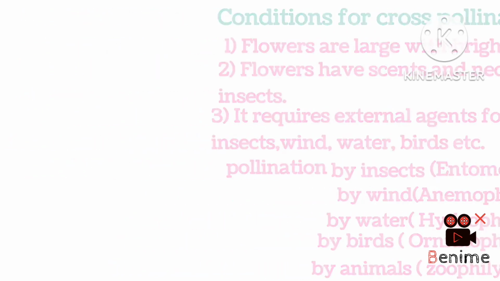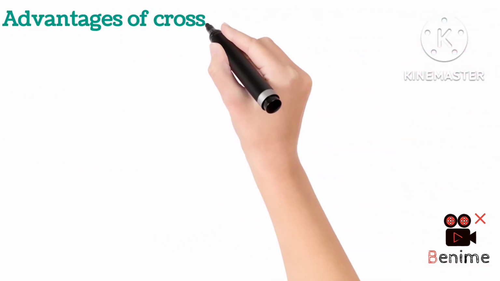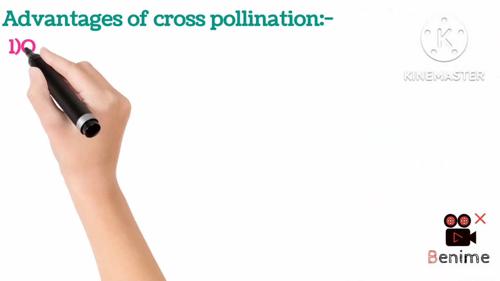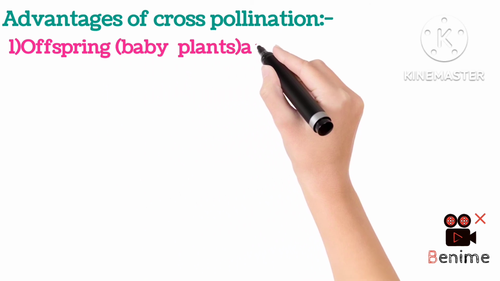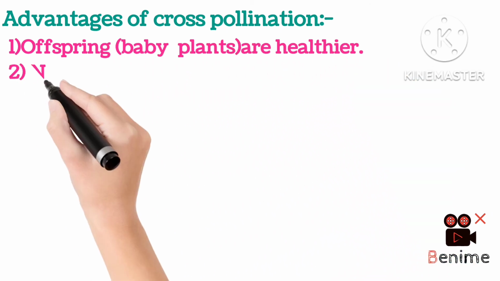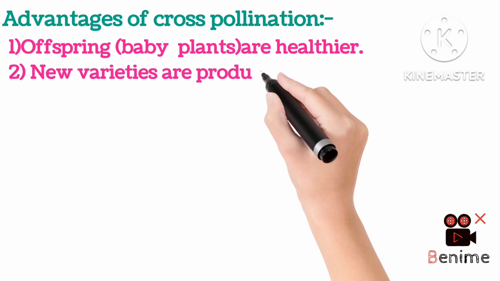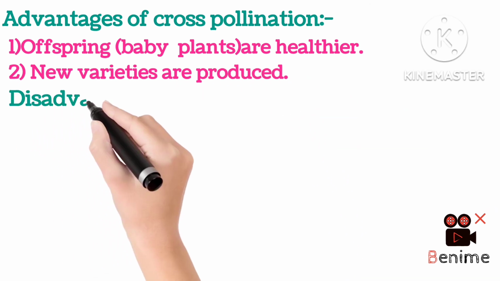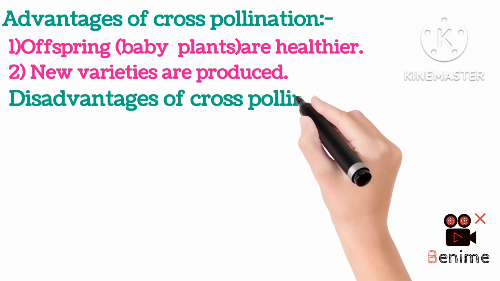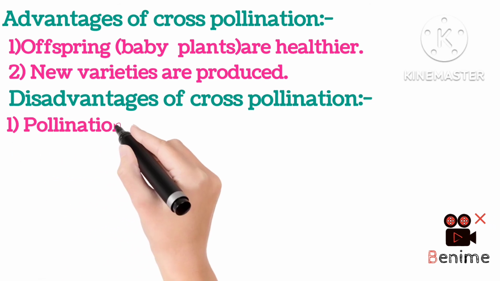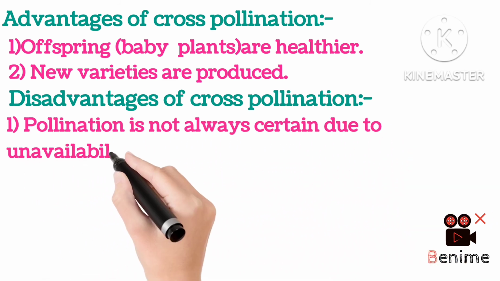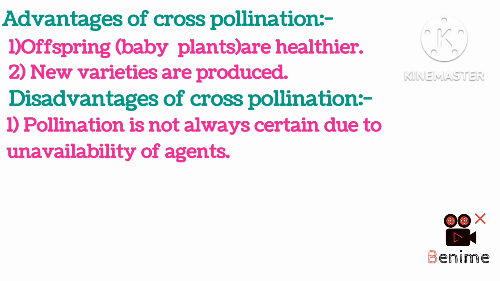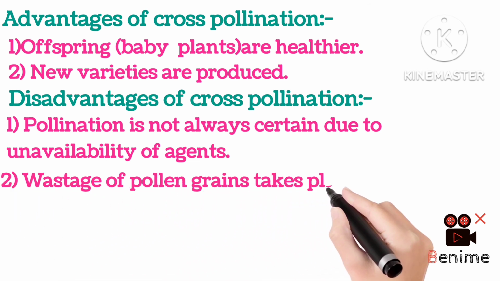Advantages of cross-pollination. Offsprings are healthier. New varieties are produced. Disadvantages of cross-pollination. Pollination is not always certain due to unavailability of agents. Wastage of pollen grains takes place.